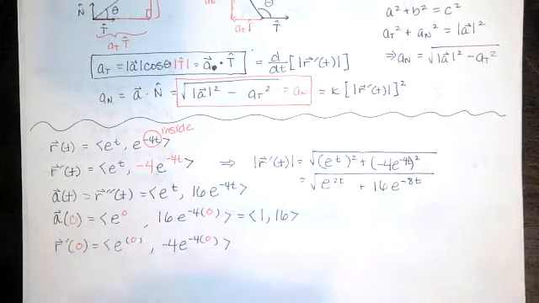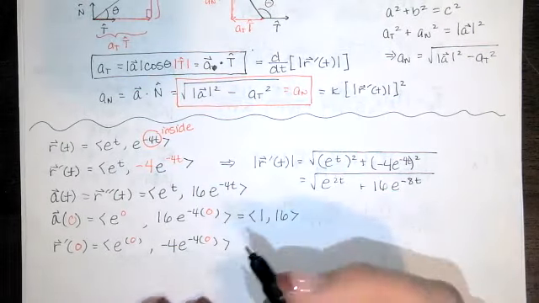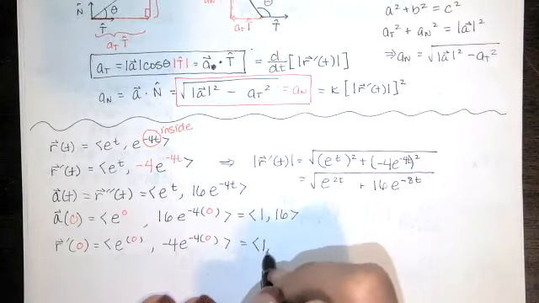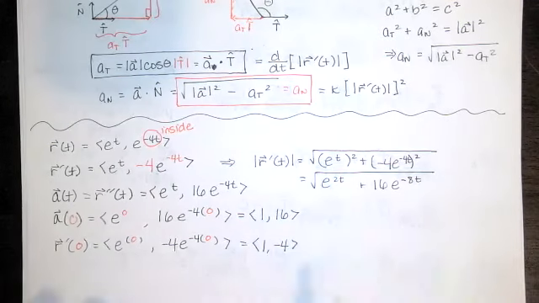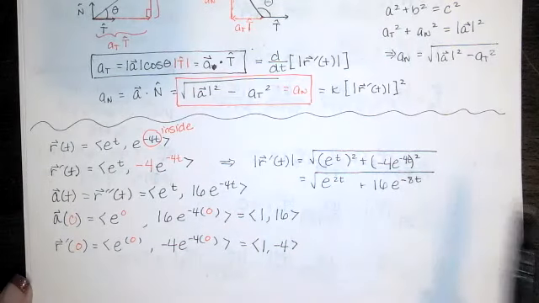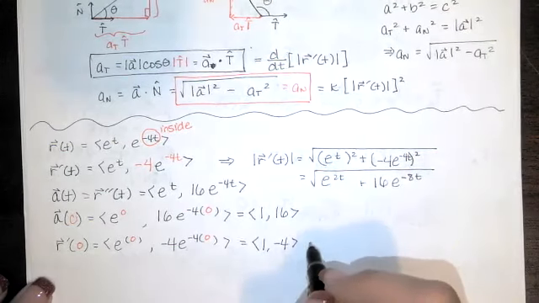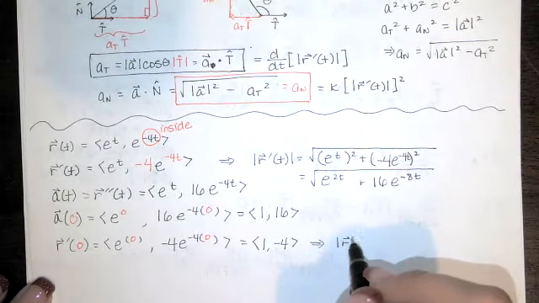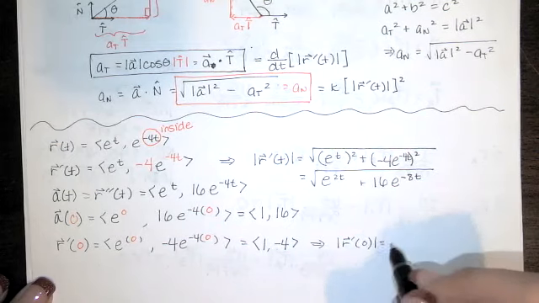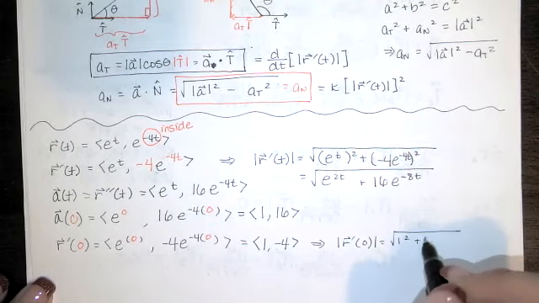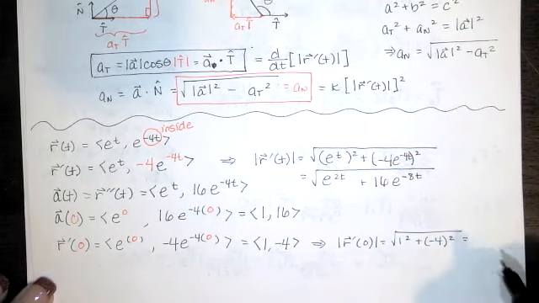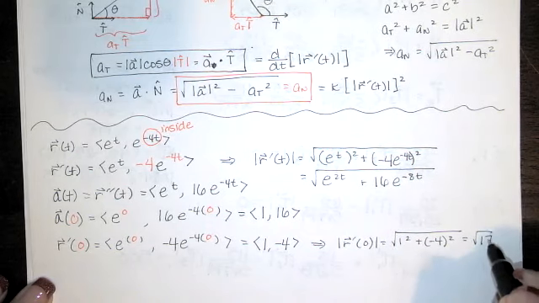e to the 0 is 1. So this is just a vector with components 1 and -4. And then we can evaluate this at 0. It's actually probably easier to just compute the magnitude of this particular vector. Just take the components, square them and add them and take the square root. And so we get the square root of 17 there.